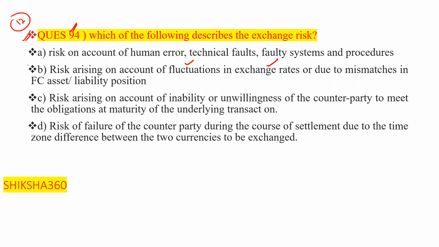The correct answer is option number B. Exchange risk is related to the fluctuations in the exchange rate: risk arising on account of fluctuations in the exchange rates or due to mismatches in the FC asset or liability position. So option number B is the correct answer here.